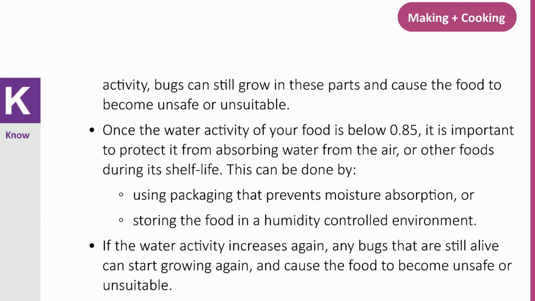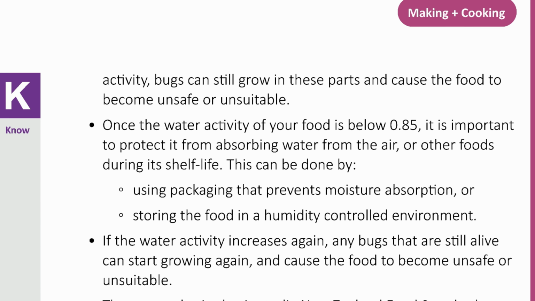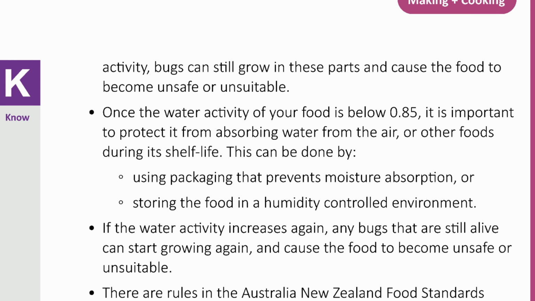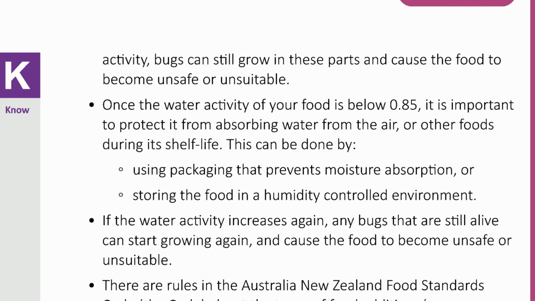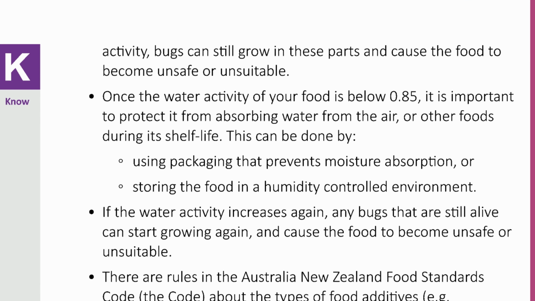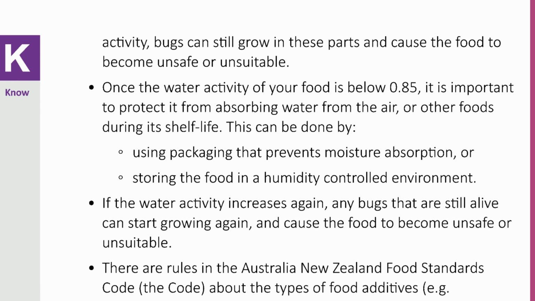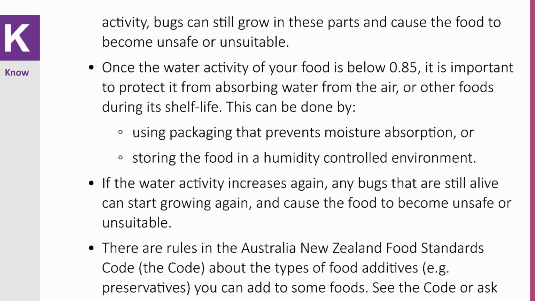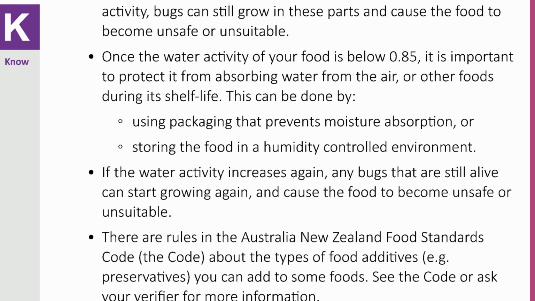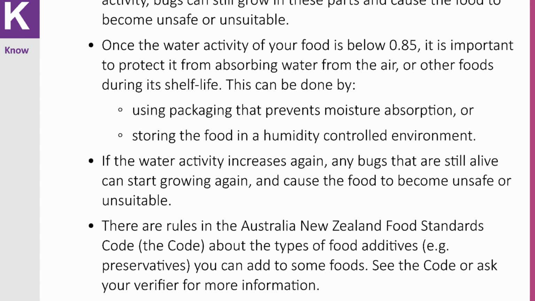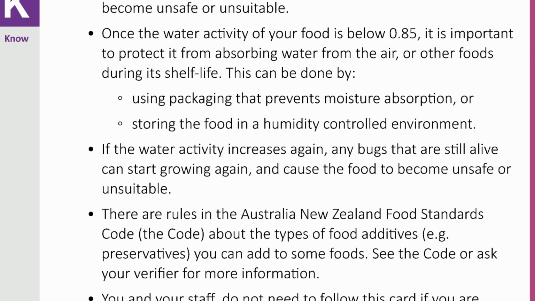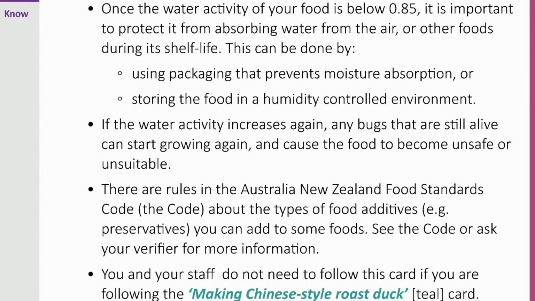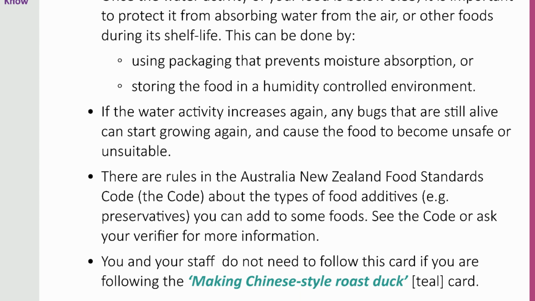Once the water activity of your food is below 0.85, it is important to protect it from absorbing water from the air or other foods during its shelf life. This can be done by using packaging that prevents moisture absorption or storing the food in a humidity-controlled environment. If the water activity increases again, any bugs that are still alive can start growing again and cause the food to become unsafe or unsuitable.